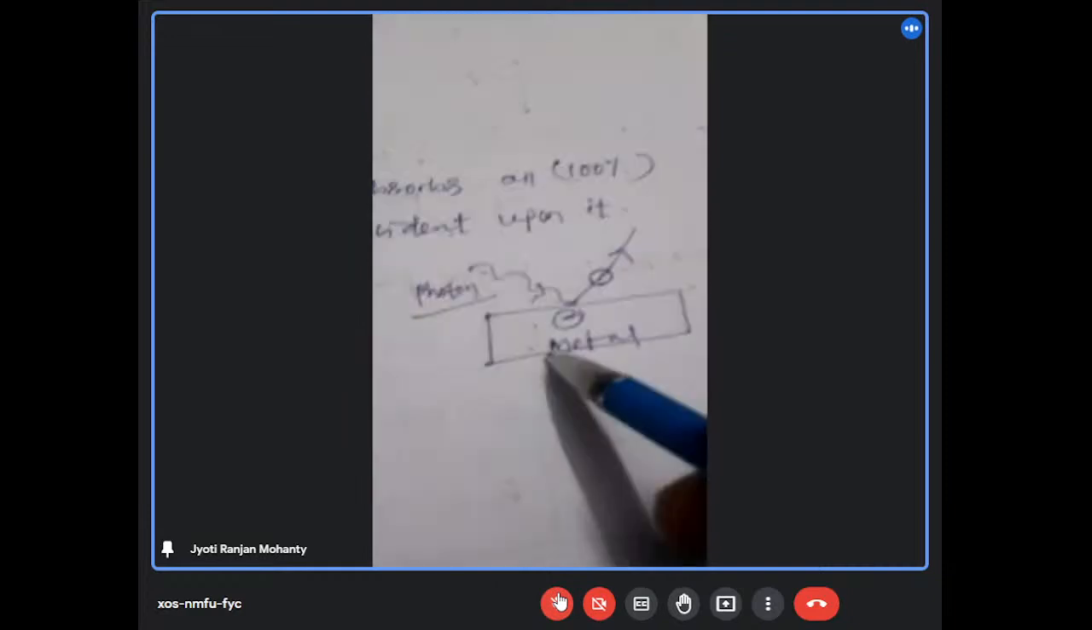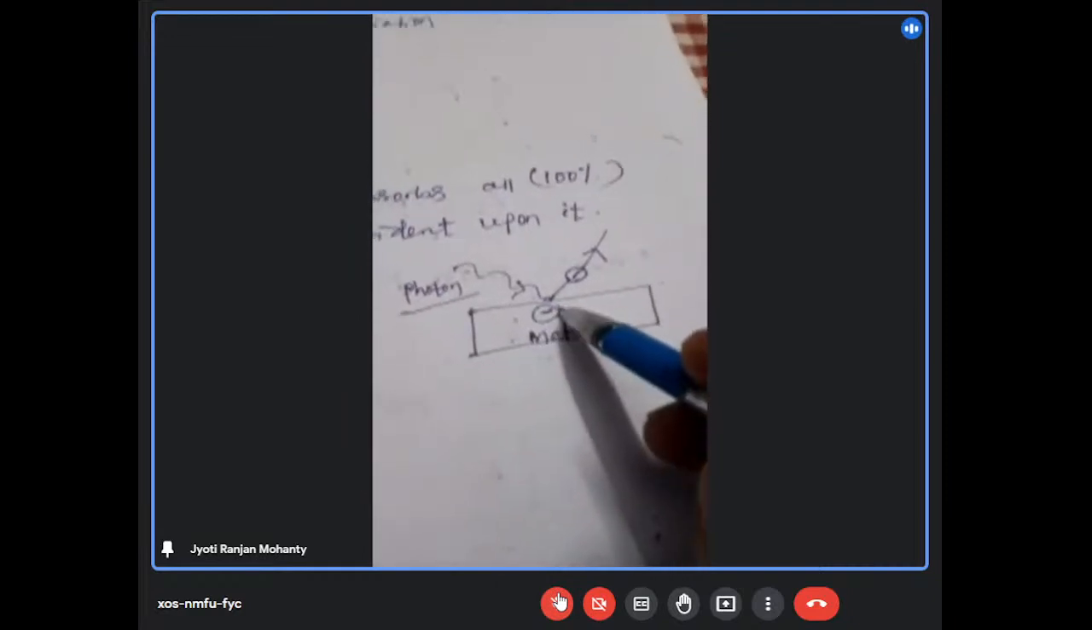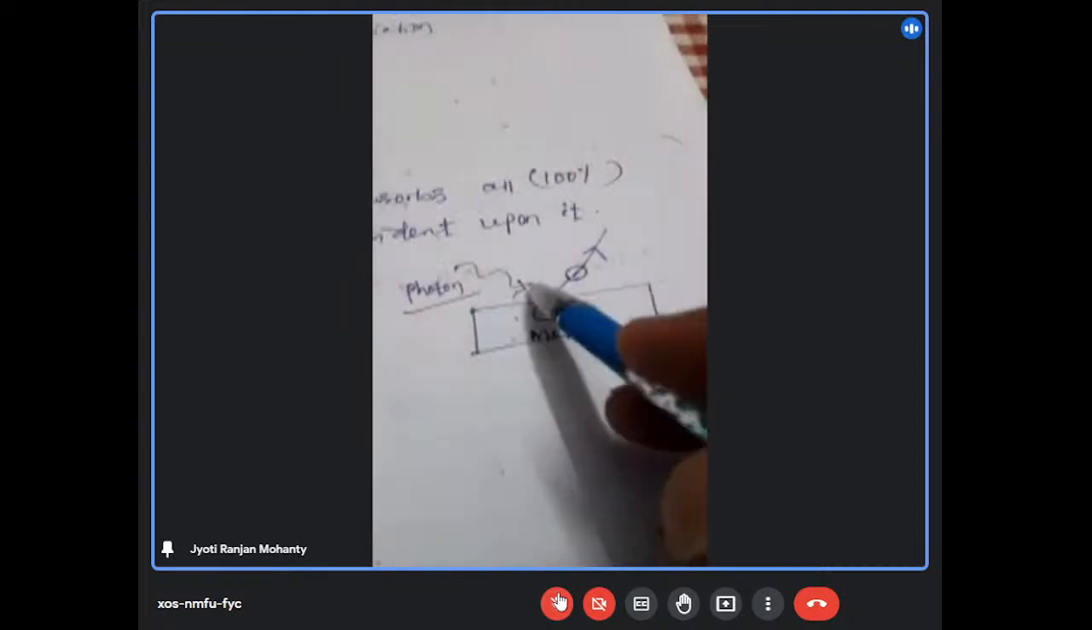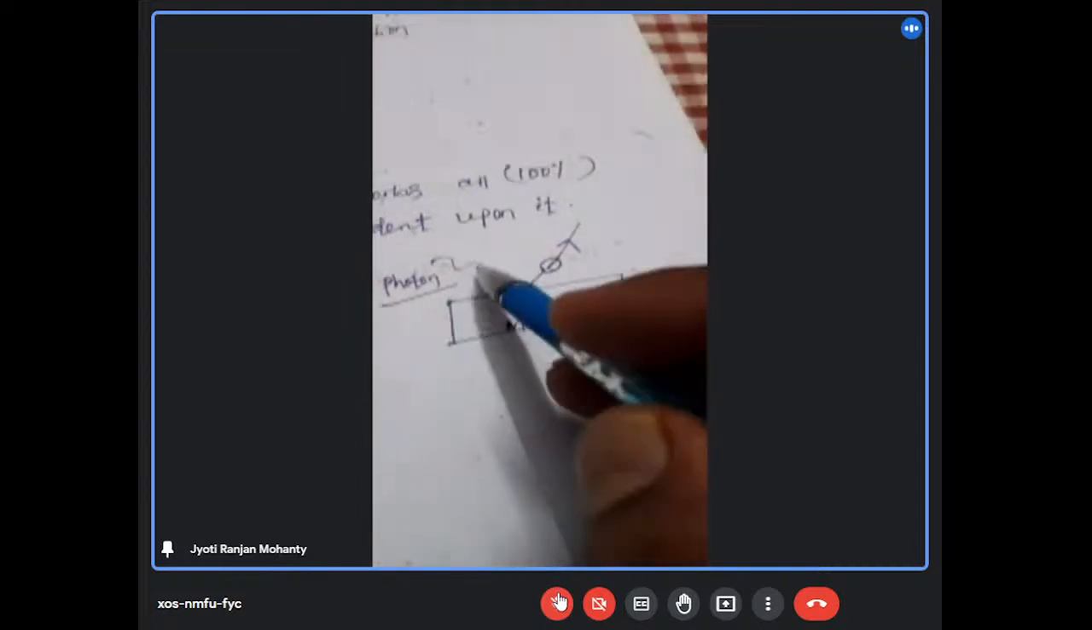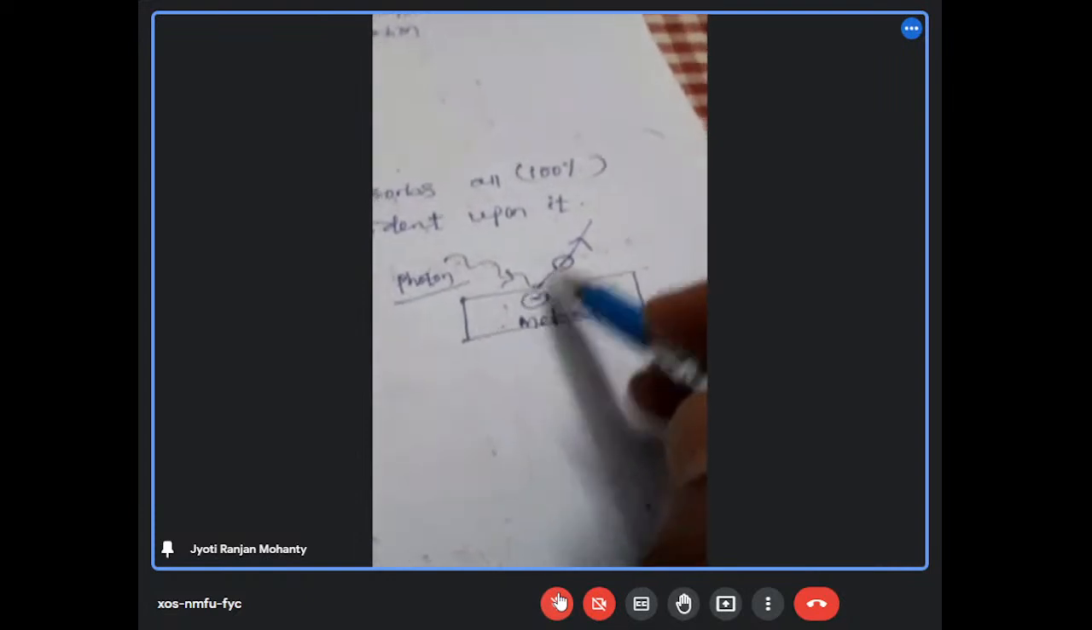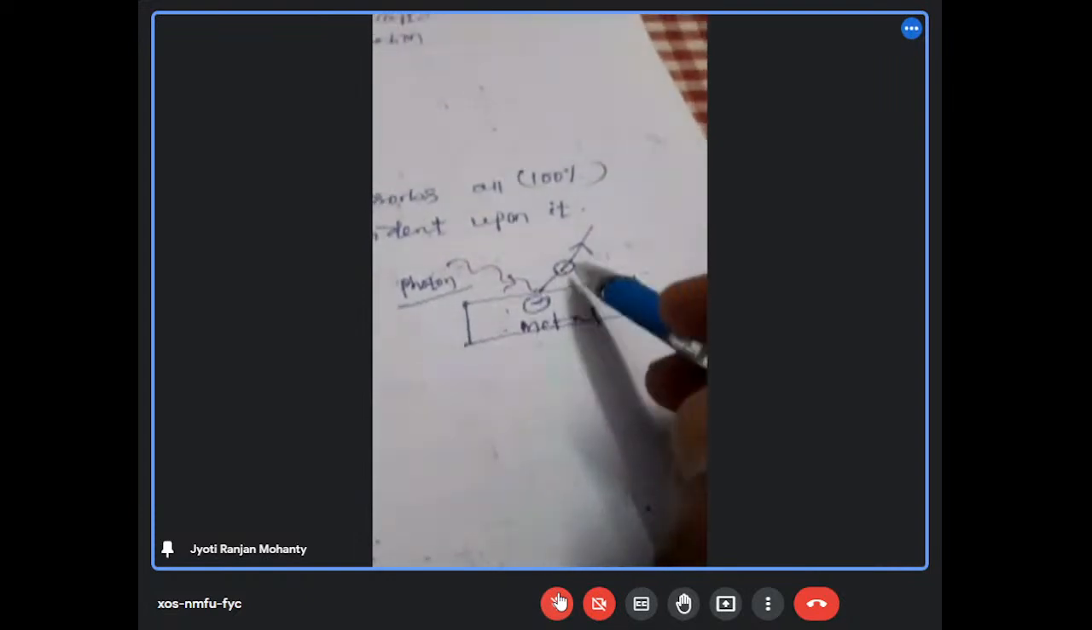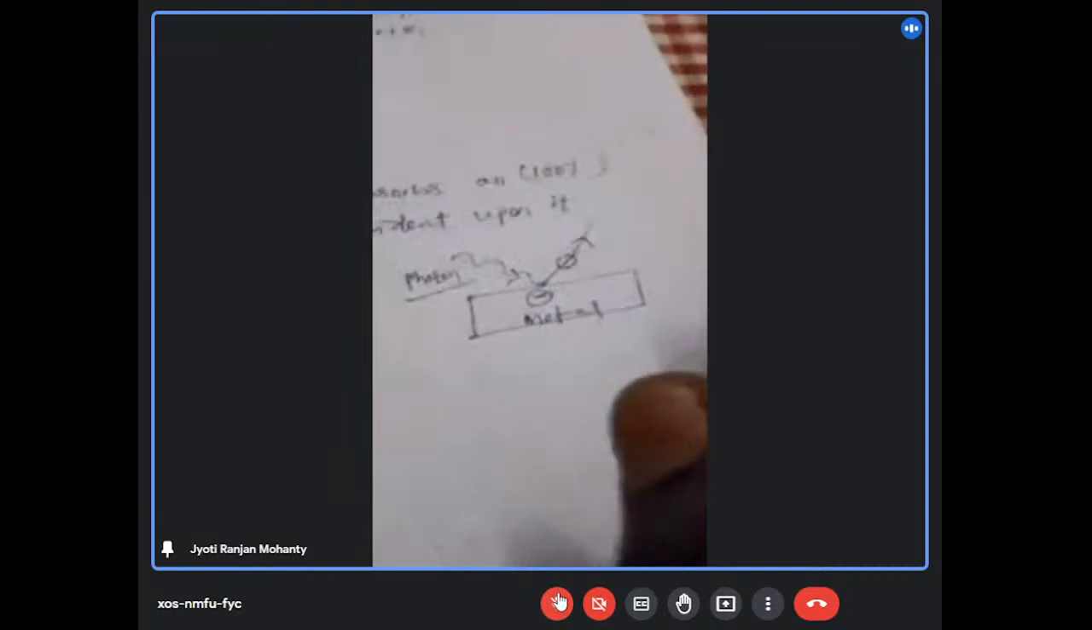This is the metal surface. The electrons are present. So the photon is coming. After receiving the energy from the photon, the electron immediately leaves that place. Okay.